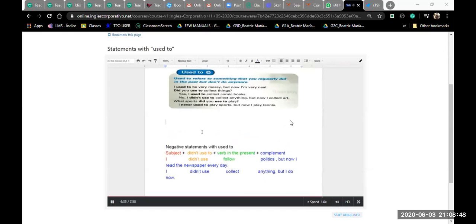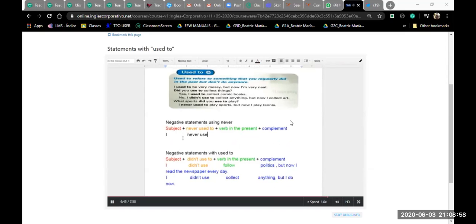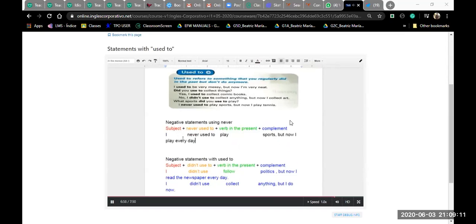And there is one last way on how to express negative statements, and that is using never used to. And it's quite similar. So let me give you an example about this. I never used to play sports, okay, but now I play every day. So we can also make negative statements using never used to. Okay, so the subject plus never used to, and that's going to follow the verb in its present form, and then whatever complement exists. I never used to play sports. I never used to worry about money. I never used to play sports, but now I play tennis, just like you see on the example there.